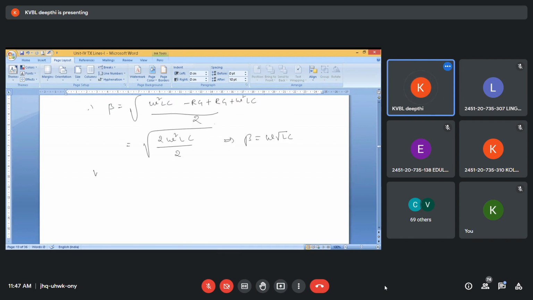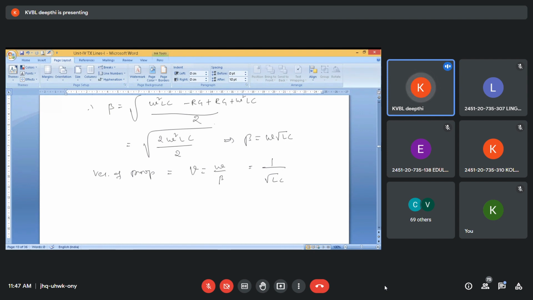So velocity of propagation v is equal to omega by beta. Substituting beta in the simplest form, it is 1 by root LC. So this is the same velocity for all frequencies. So what we are getting is that by using this distortionless condition, we can directly remove the phase distortion or delay distortion. Okay, this is for the beta value and the velocity of propagation we got.